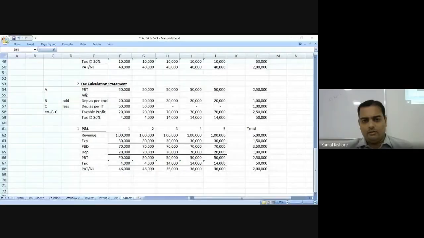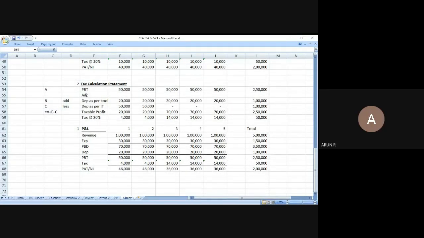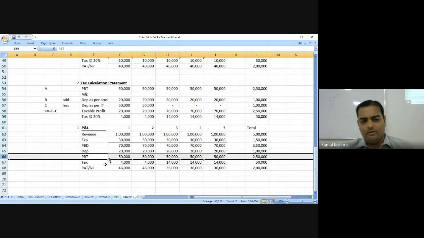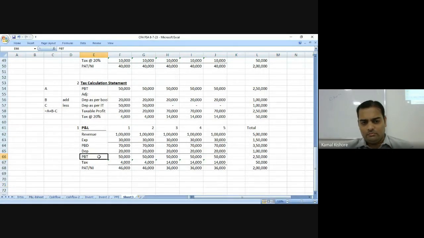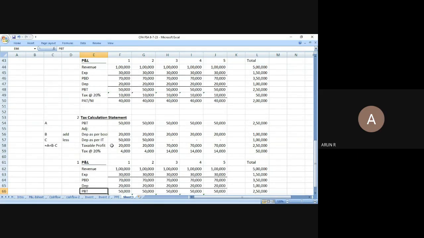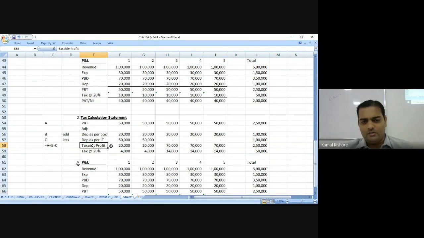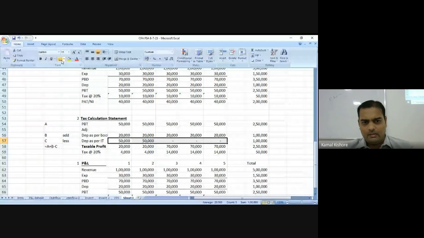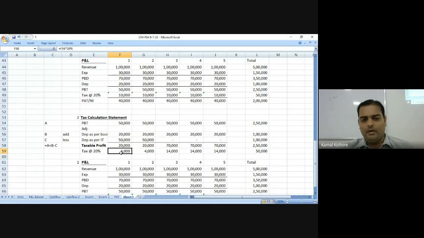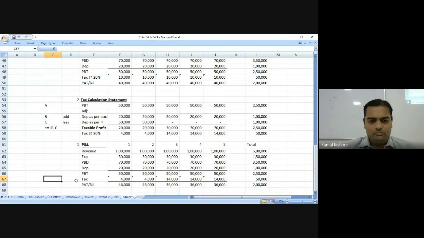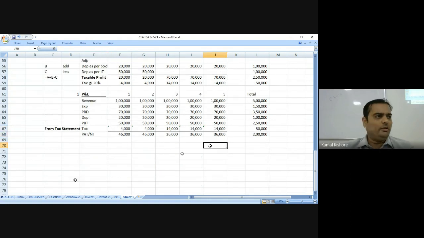So you are paying tax on the revised tax profit, revised PBT. Okay, so this is the taxable profit. This is the item which we are calculating now again. On this, you are paying this tax. Okay. Tax statement. Right? Is this clear, sir? Okay, sir.